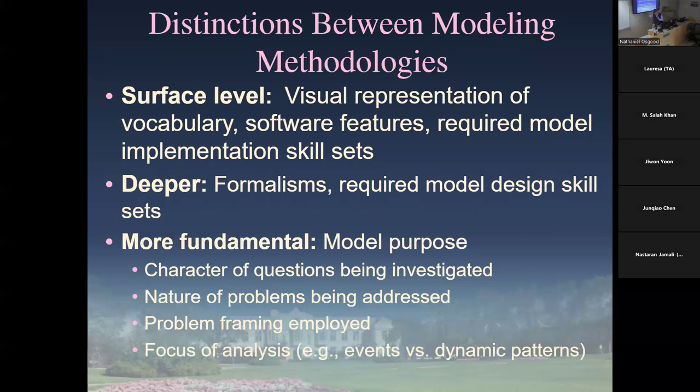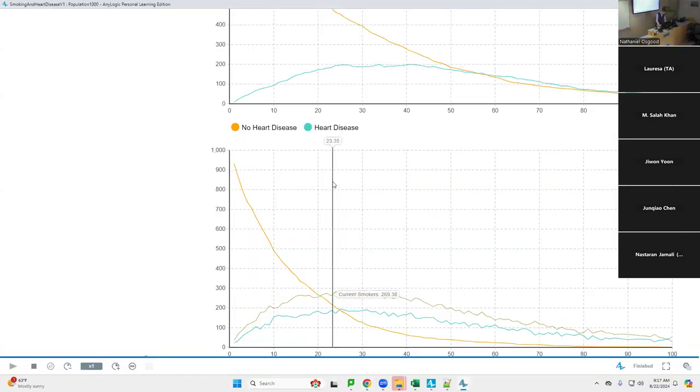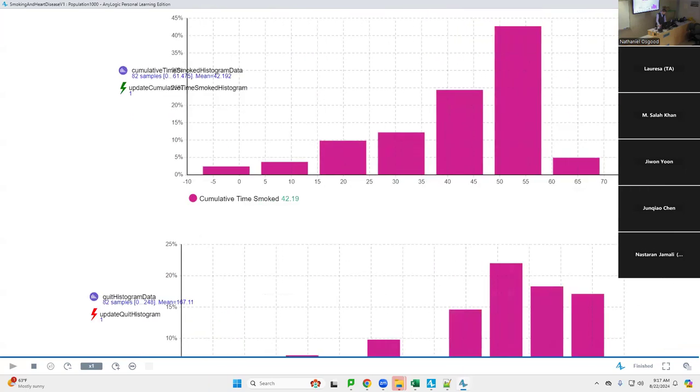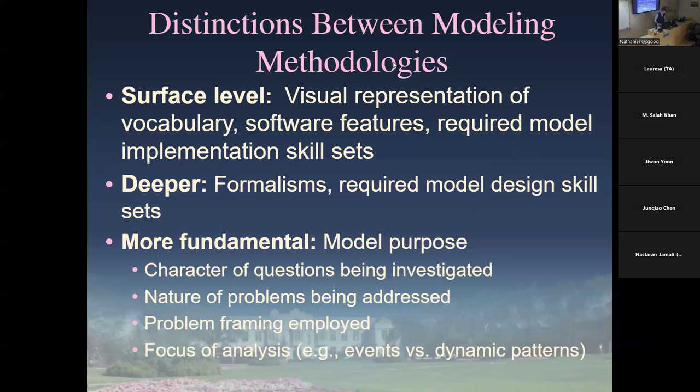Okay, so let's talk about these methods. These methods share more in common than divide them. But at a glance, they look very different. I'd like to talk about three levels of differences between these types of models, some that are more basic, and some that are more surface level, superficial.